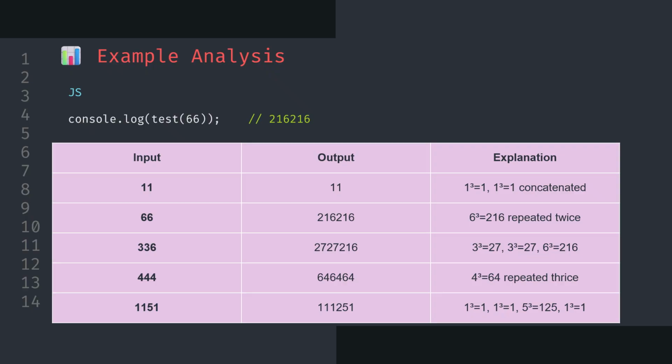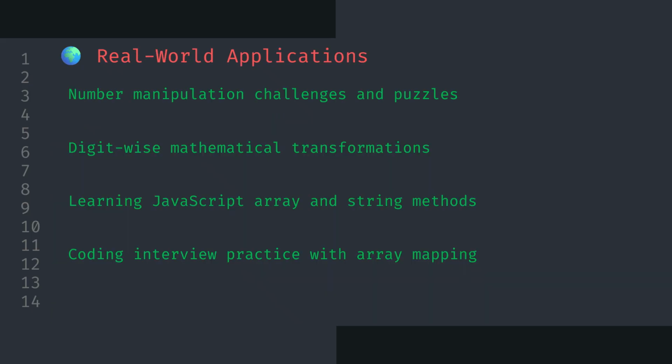Here, we break down the inputs to see how each digit's cubes are formed. Repeated digits repeat their cubes accordingly. This kind of digit-wise transformation is very useful in puzzles, coding challenges, and understanding JavaScript's array and string functions much better.